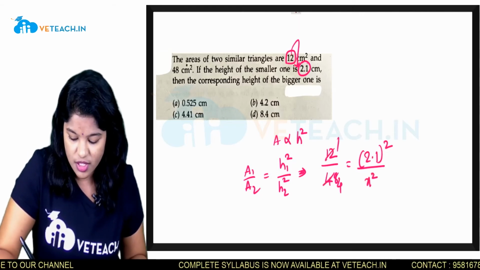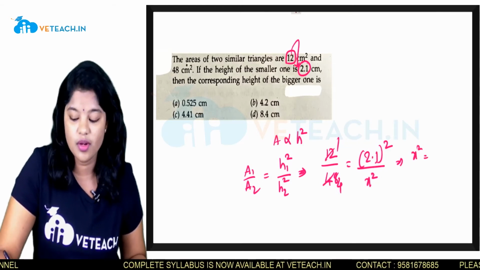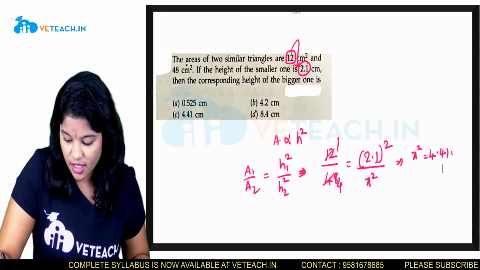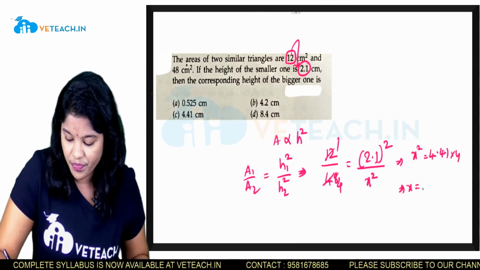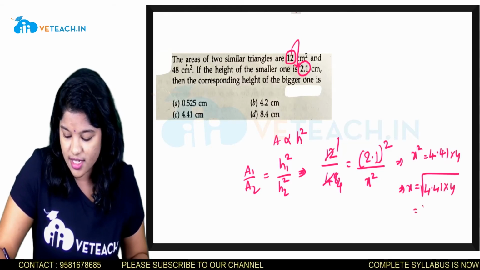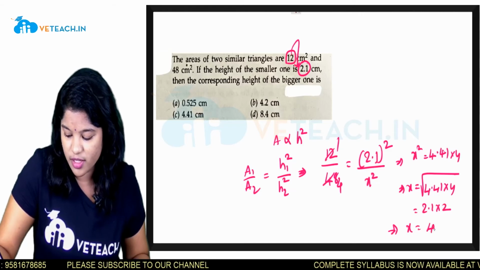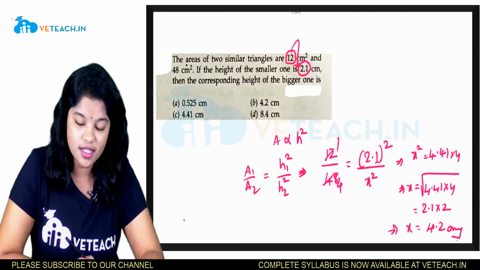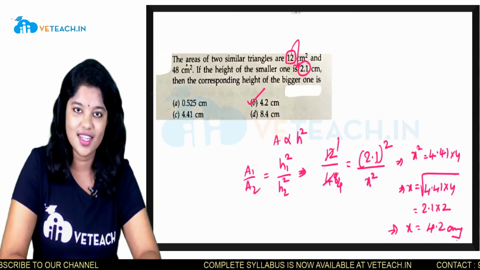1 time, 4 times. So that implies x square is equal to 2.1 whole square, that is 4.41 into 4. That implies x is equal to square root of 4.41 into 4, that is nothing but 2.1 into 2. That implies x is equal to 4.2 centimeters. So the altitude of the bigger triangle is 4.2 centimeters. So option B is our correct answer.